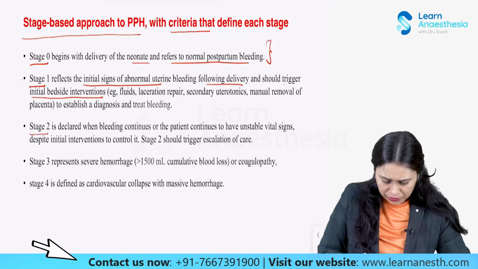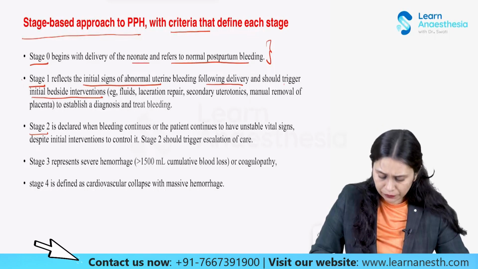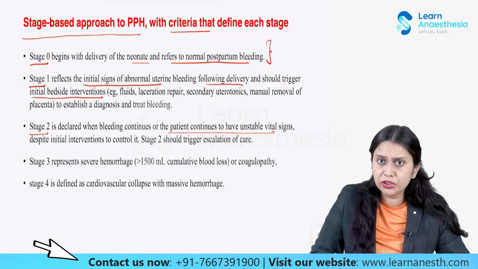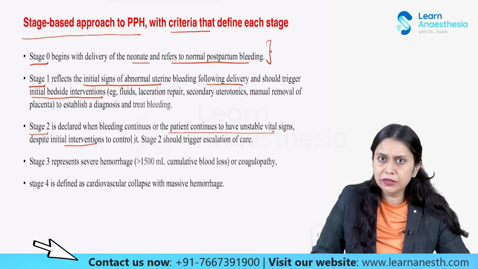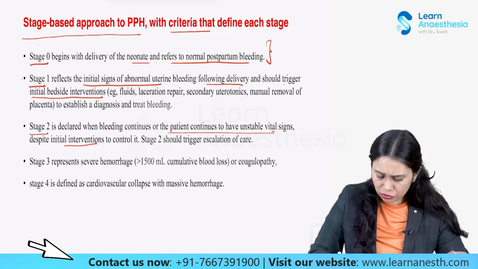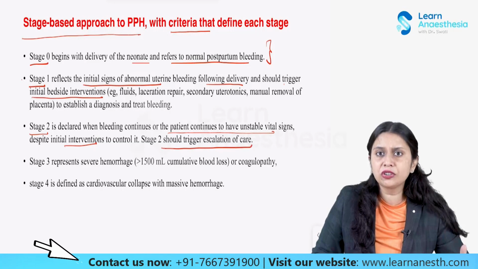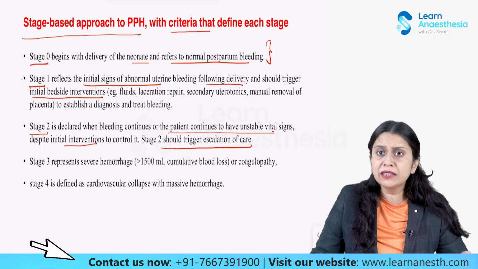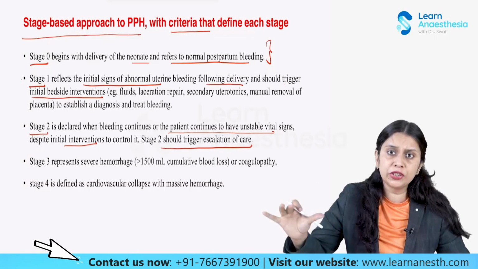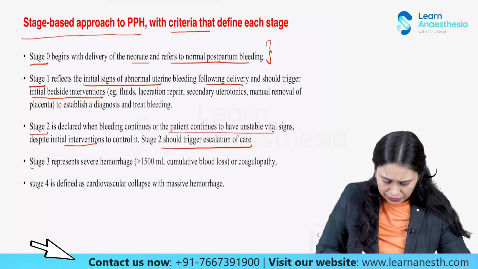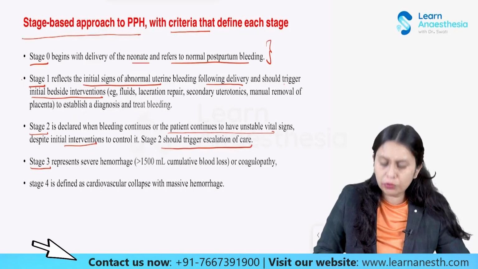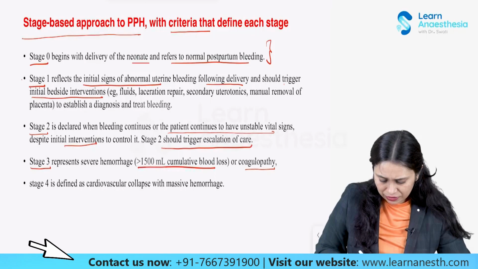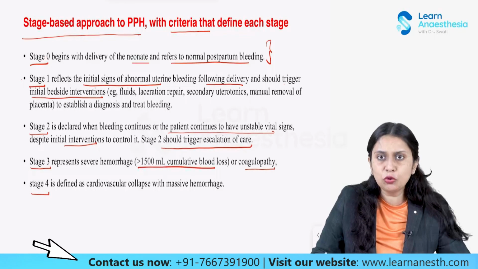Then stage 2 is declared when the bleeding continues or the patient continues to have unstable vital signs despite initial resuscitation and intervention. And stage 2 should trigger escalation of care. Now we should be very, very cautious, and the care should be escalated and things should be managed on an emergency, urgent basis. Stage 3 represents severe hemorrhage, more than 1500 ml of blood loss or coagulopathy. And stage 4 is defined as cardiovascular collapse.